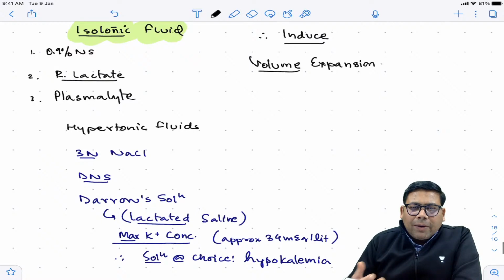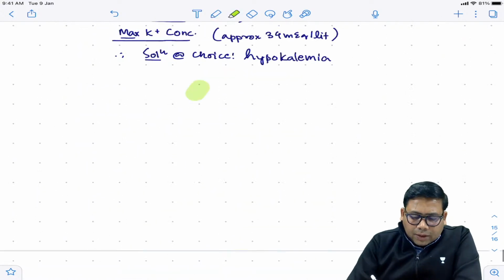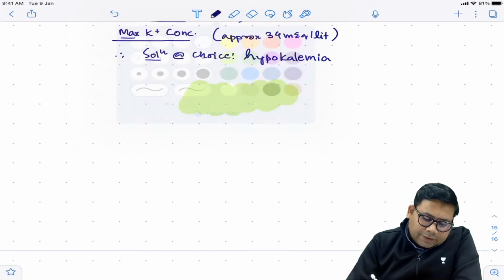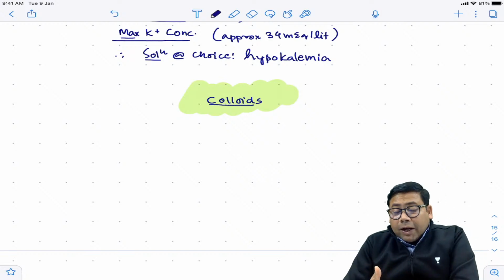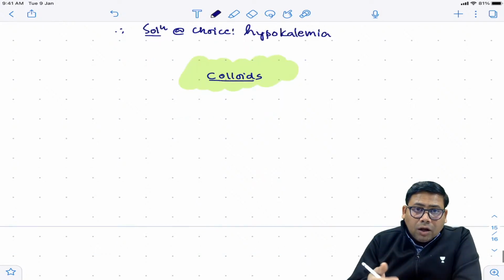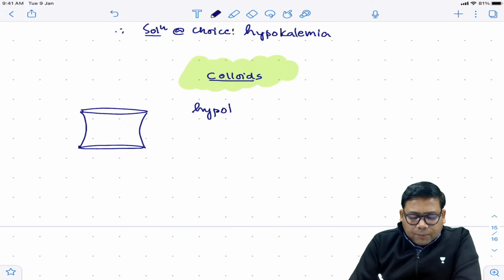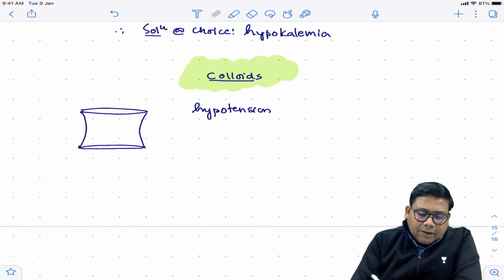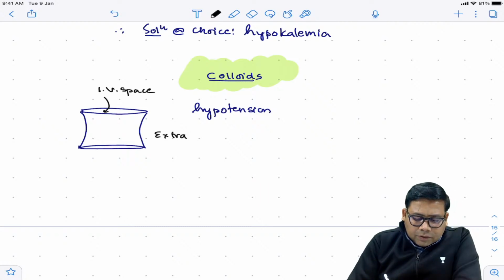So let us talk about the mechanism of working of colloids. Let me go down and put a special heading, colloids. Since we all know that they are bioengineered heavy protein molecules, how do we work with them? Suppose you have a patient who is having hypotension. Now let us try to understand there are two spaces: the intravascular space and the extravascular space.